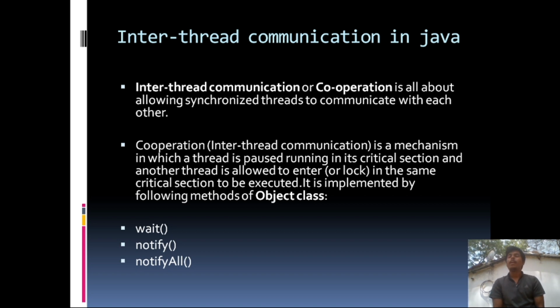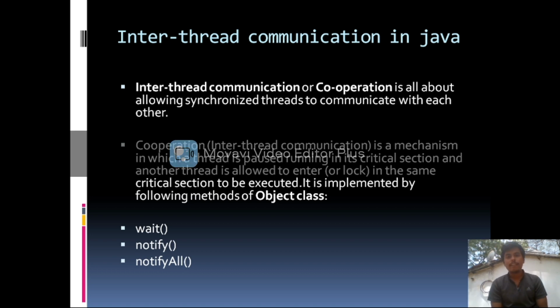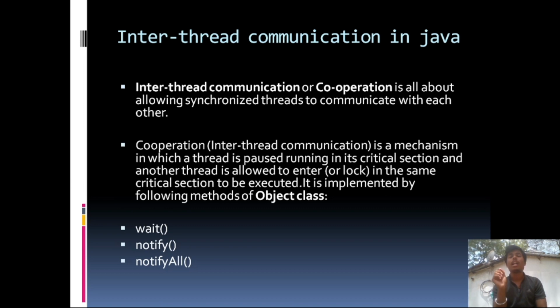Now we will move to another topic, that is inter-thread communication in Java. So guys, first we need to understand what inter-thread communication in Java is. Why do we need inter-thread communication? Inter-thread communication is all about allowing synchronized threads to communicate with each other. Understand, guys? It allows synchronized threads to communicate with each other.